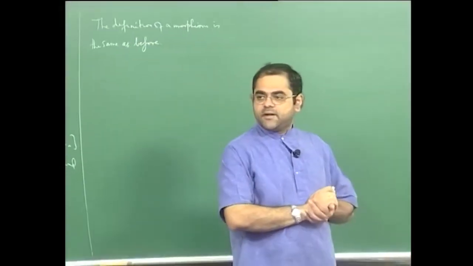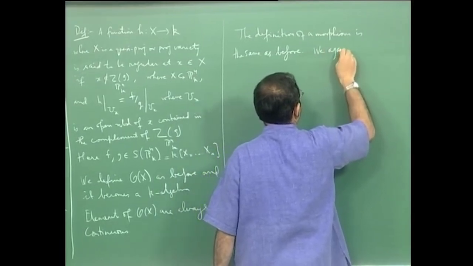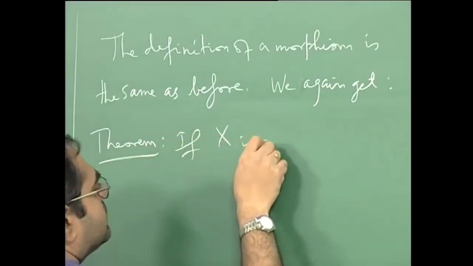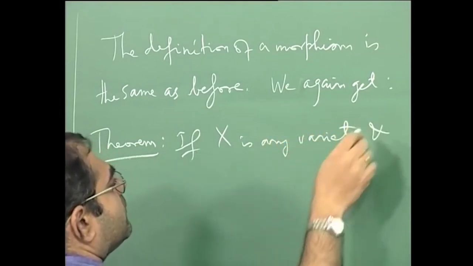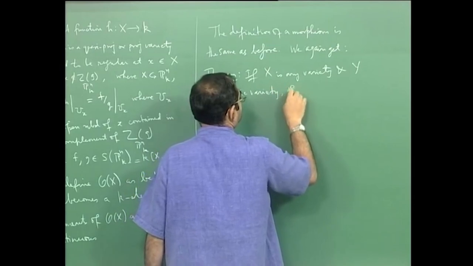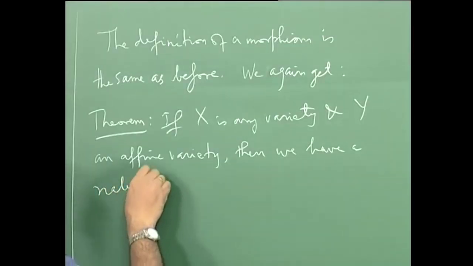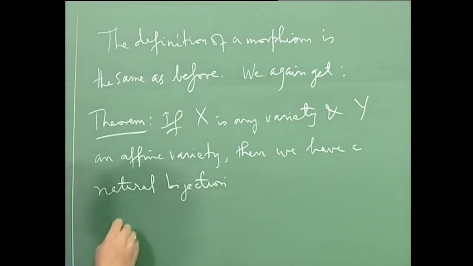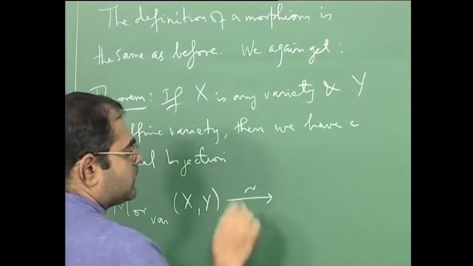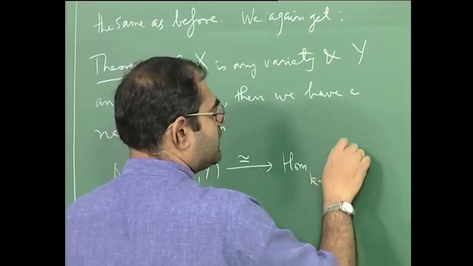The definition of a morphism is the same as before, and again we get the following important theorem: if X is any variety and Y an affine variety, then we have a natural bijection from the set of all morphisms of varieties from X to Y to the set of all homomorphisms of K algebras from AY to OX.